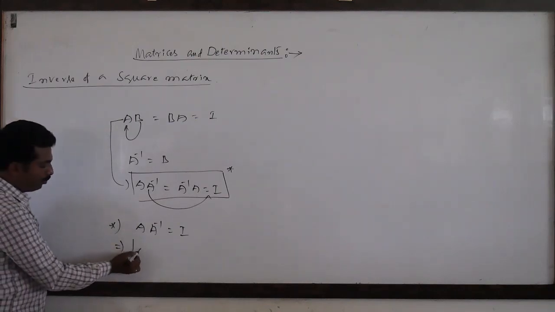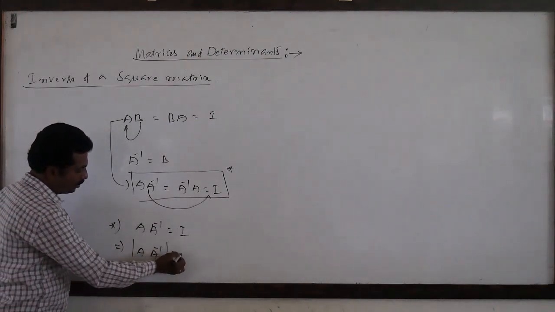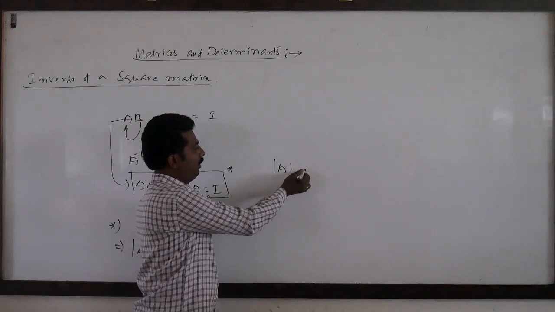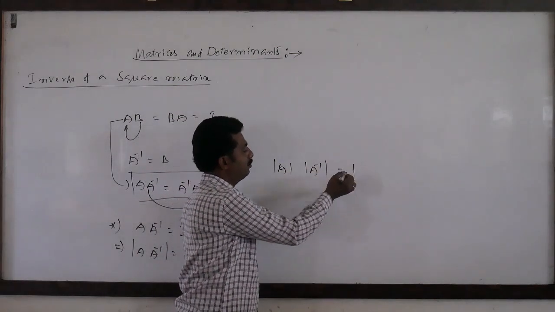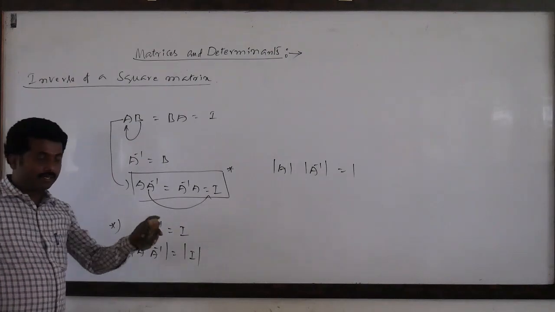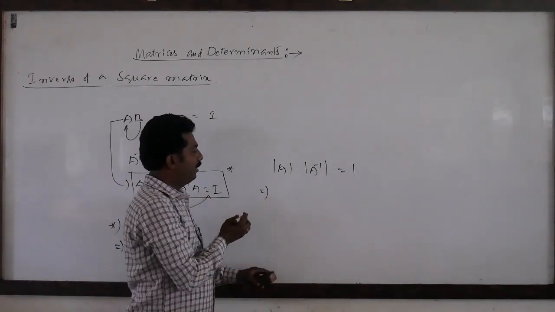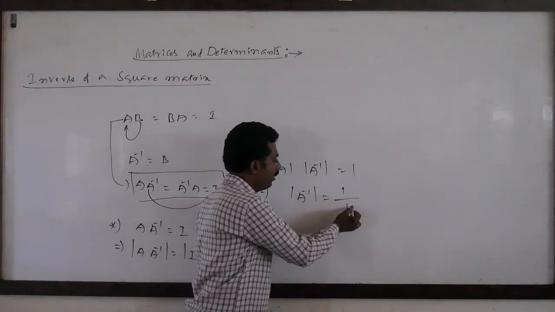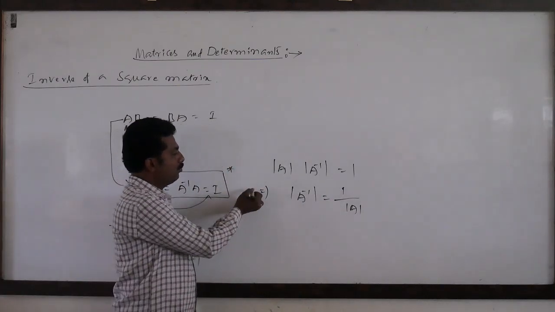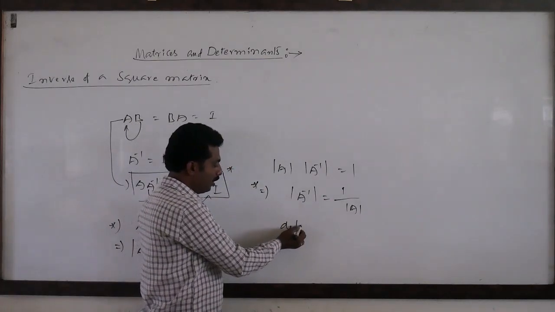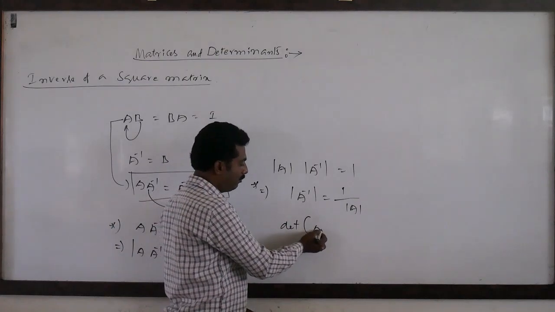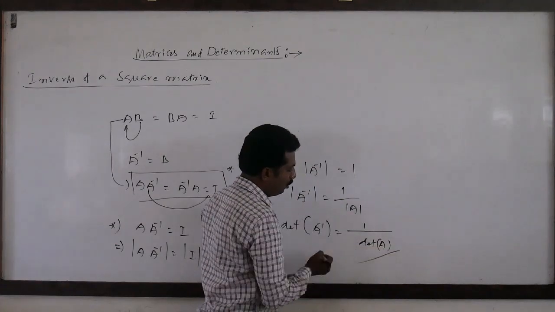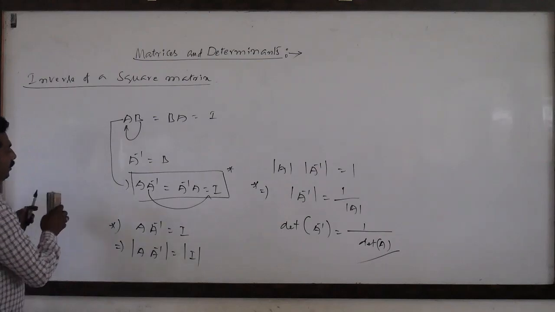So taking the determinant on both sides, determinant of A inverse into determinant of A equals the determinant of the identity matrix, which is always 1. What we require is the determinant of A inverse. So the determinant of A inverse is nothing but 1 divided by the determinant of A. This is the most important result. So you remember, the determinant of A inverse equals 1 divided by the determinant of A. You remember this concept.